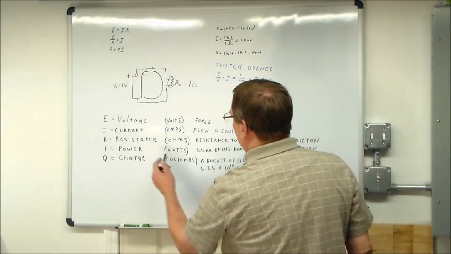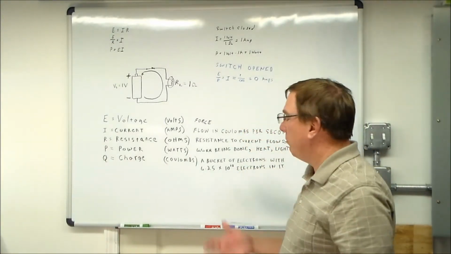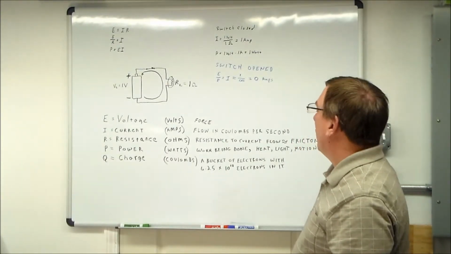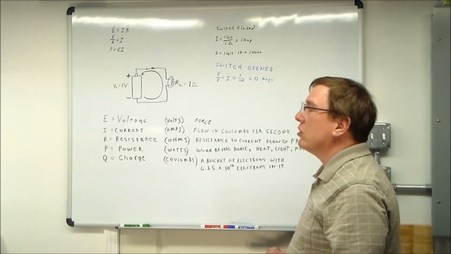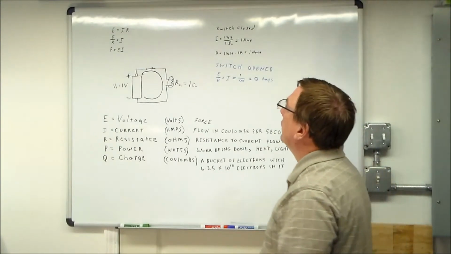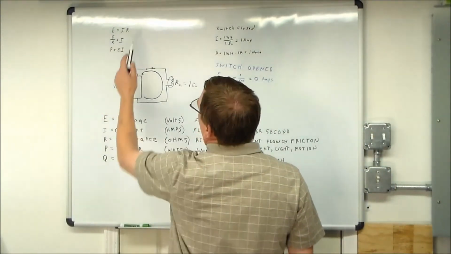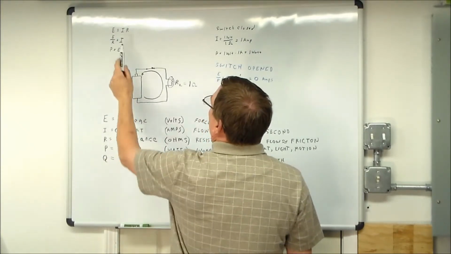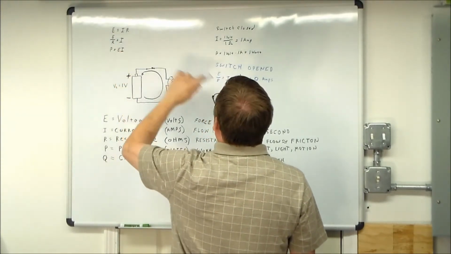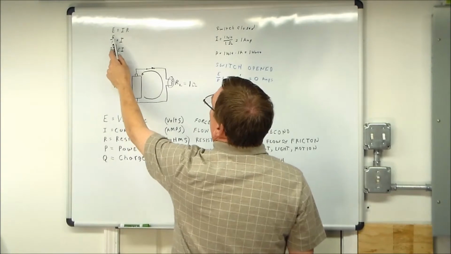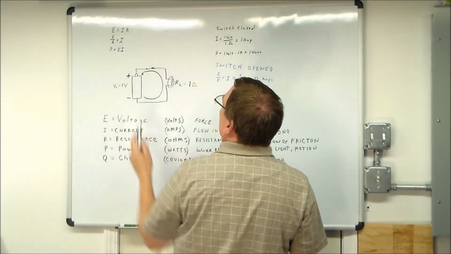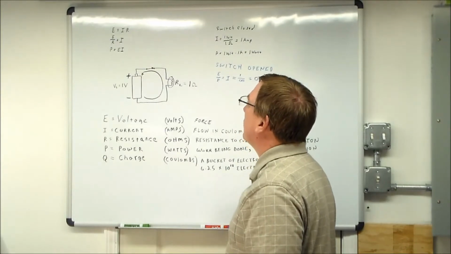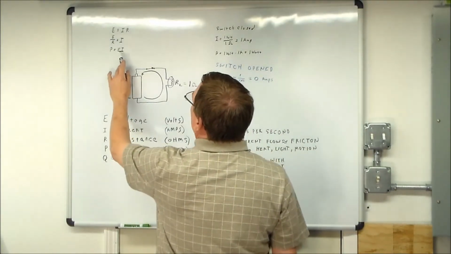So you've got power. We're all familiar with power. You look at your light bulb, 100-watt light bulb, and that is just the voltage times the current. So here are your basic equations. E equals IR. Voltage equals current times the resistance. You can also do current, which I'm going to do a little later on in this. Voltage over resistance is current. Simple algebraic manipulation. And power equals voltage times current.